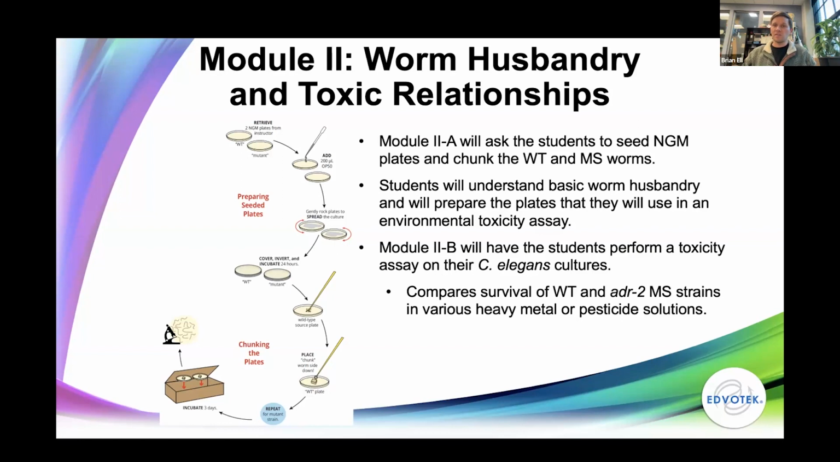In 2B, they're going to do this toxicity assay, our toxic relationships assay, where they will be treating these 2 different strains, our wild type and our ADR2 mutant strains, with various heavy metals or pesticides to see if we can get an effect on the worms, and that we can then monitor by doing a thrash count assay. This is a really cool assay, and Steph is going to demonstrate it here in the lab in just a second, so you can get an idea of what we're actually looking at live under a microscope.